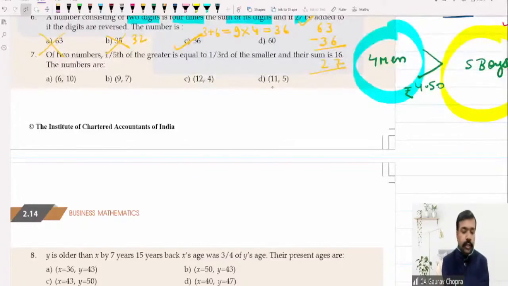Yes, most of you have given the answers. That is option number C, 36. Okay.